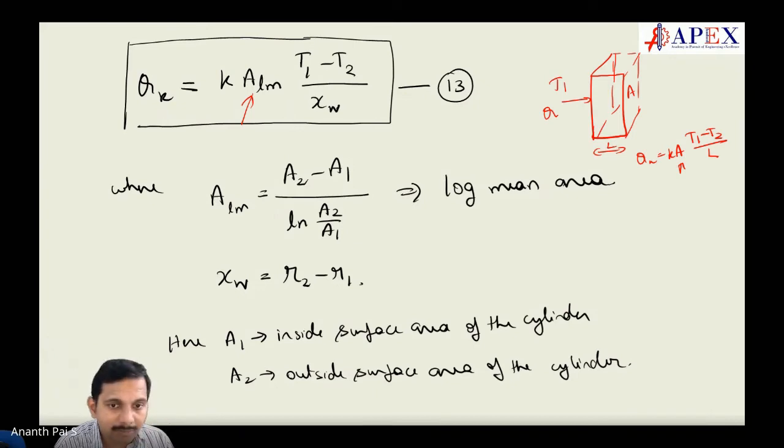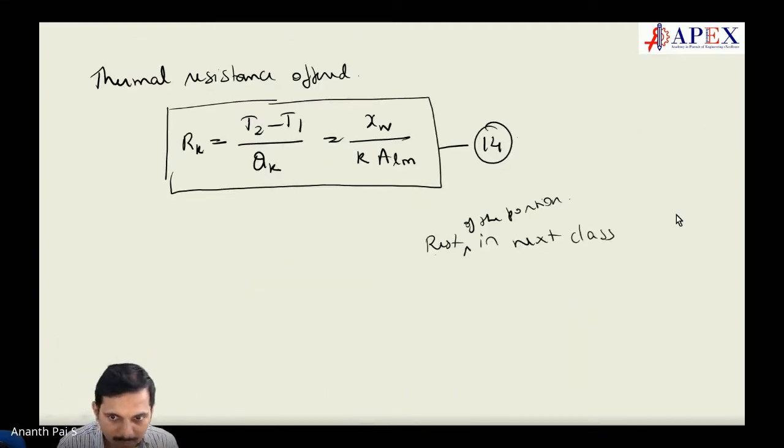Now here, why minus and plus and all those things you may ask? Because here the area and the heat transfer rate are going in the same direction. That is the reason for A2 minus A1. Anyhow, we'll not worry about that, why introduce complications. Whatever be the case, the rest of the portion we will do in the next class. This is what we did.